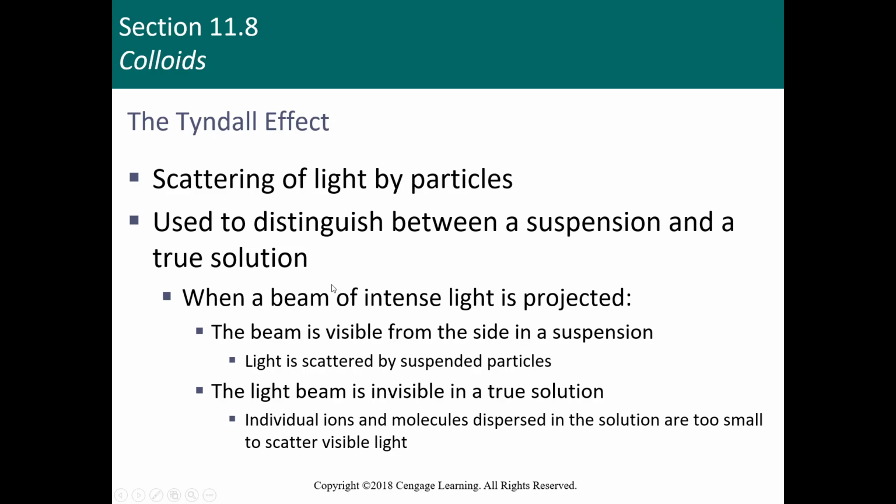So when you have two things and you don't have time to let them sit there for days, or even weeks or months, because some suspensions will stay suspended for a very long time, what you need to do is take a beam of intense light and project that beam. The beam will be visible from the side in a suspension. When it hits the suspended particles, they're so large, they'll scatter the light, and it will make it look like there's a light coming out from the center of the suspension.